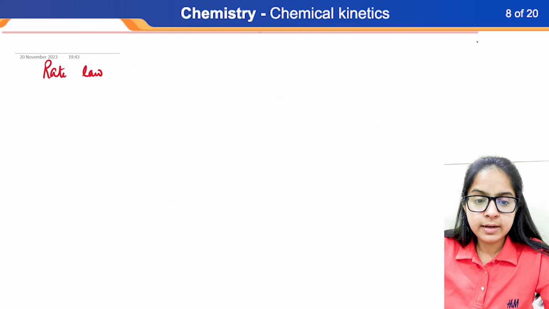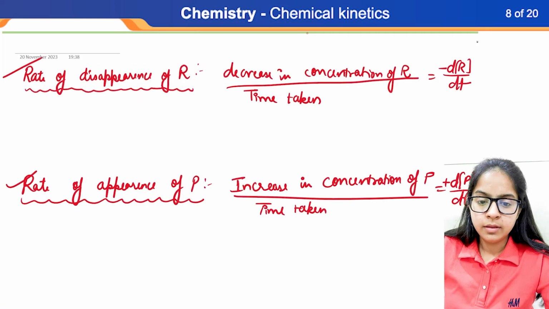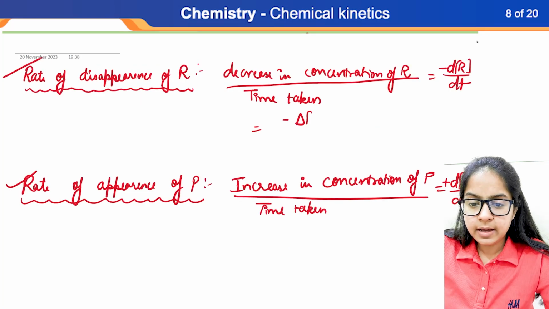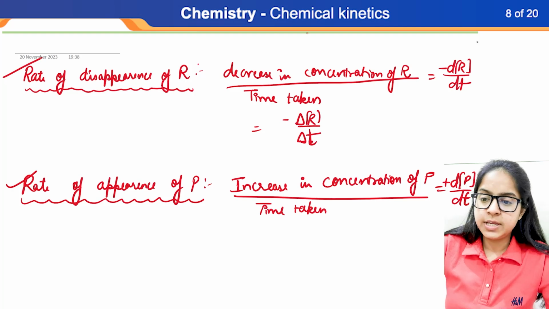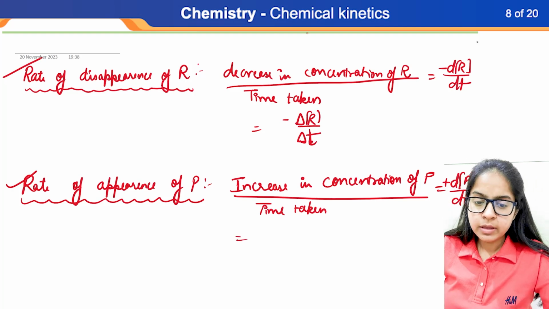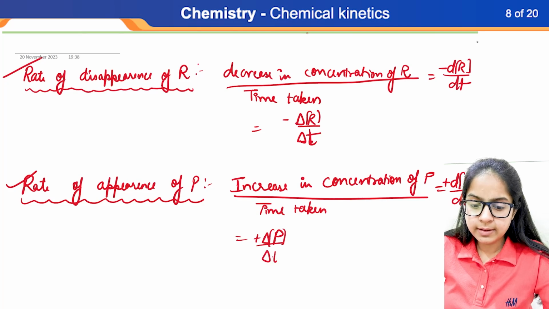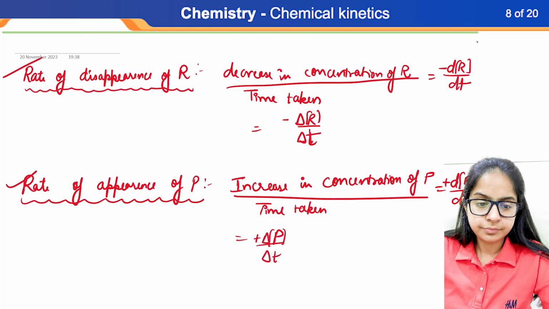plus dP by dt. So this is the rate of appearance and the rate of disappearance. You can write it like this also, minus delta R by delta T. This is the average rate, and the most of the change. This is a small change, okay? Or plus delta P divided by delta T.